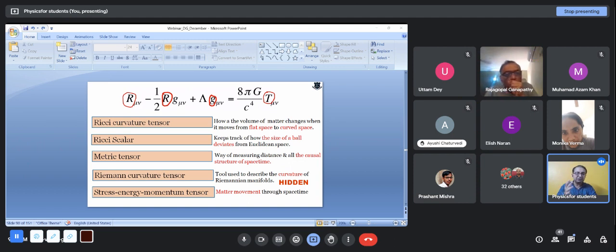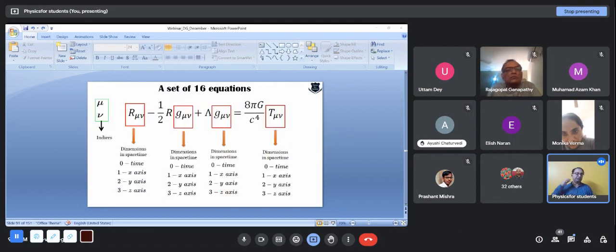Now, the Ricci tensor, the Ricci scalar, the metric tensor, and the Riemann curvature tensor, all of these measure the curvature in different ways. And the only component that accounts for matter being present, how will I define that matter, the stress, the energy, the momentum, everything, is denoted by T. So first comes the Ricci tensor, next the Ricci scalar, then G, the metric tensor, then again G, the metric tensor, then comes the T, the stress energy momentum tensor.